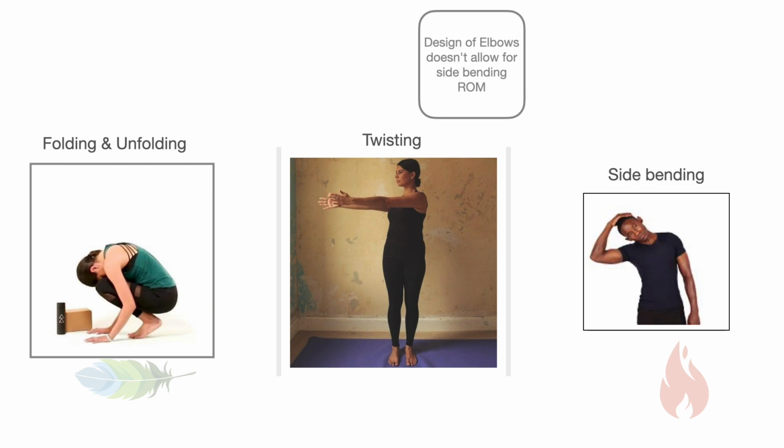All right, so an easy way to remember this is that for your generalized region 2, so the torso and the arms, there is folding and unfolding along with twisting. So if you think about the movement of elbows, they fold and unfold alongside twisting. They do not side bend.